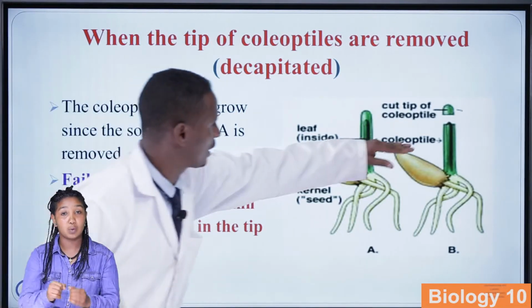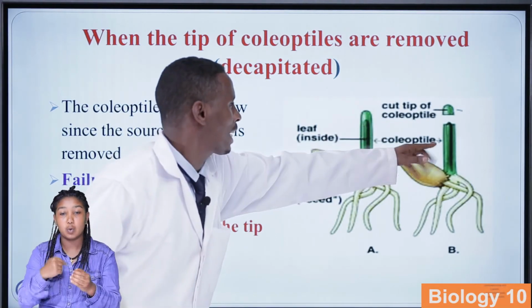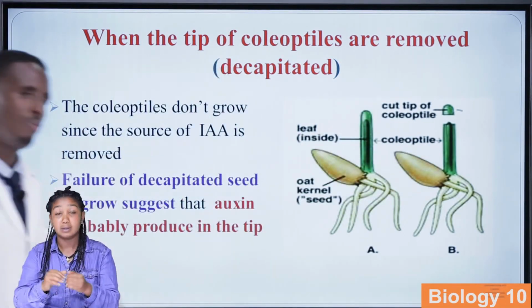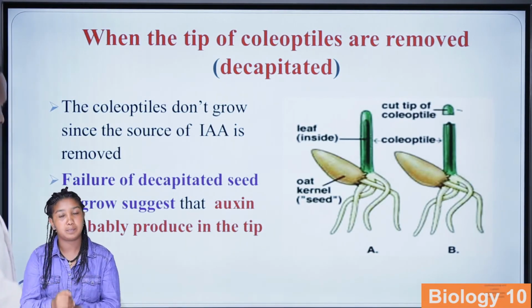When we decapitate this, when we remove the tip of the plant, we remove the auxin. As a result of this, the plant did not grow. This suggests that auxin is found on the tip of the plant.